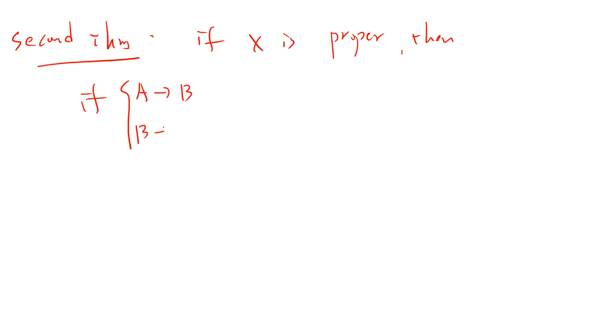Okay, the second theorem is our main point, and once we prove these two theorems, then we can solve the problem. Okay, so if x is proper, then if I make a change, changing A to B and B to A, I call this change sigma. Then sigma of x is proper.